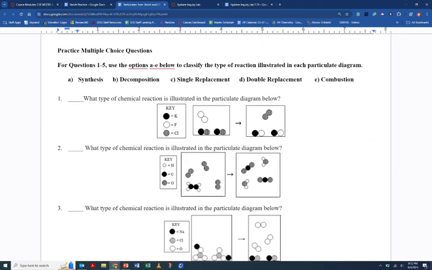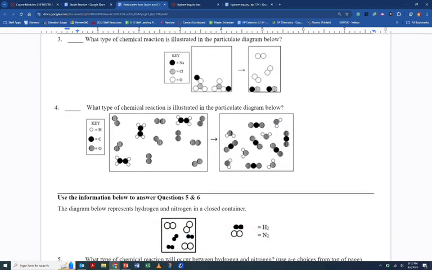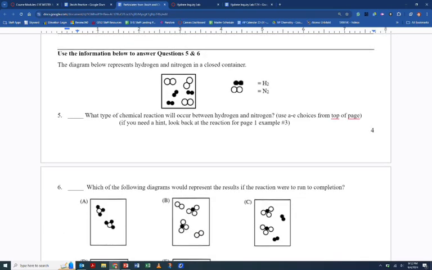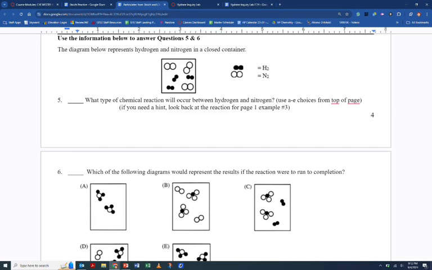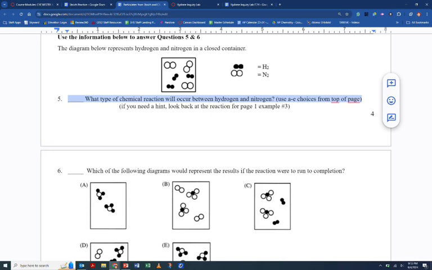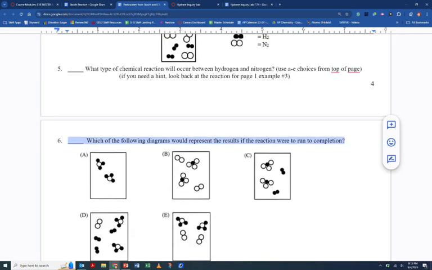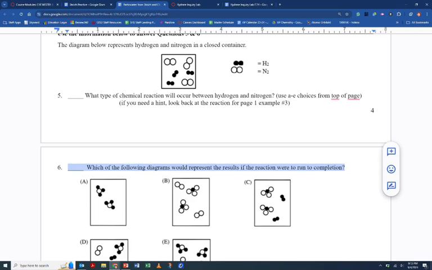Then, kind of like with the last activity, we move into a multiple choice type format where you're going to be using the same A, B, C, D, E answer choices for 5 different types of reactions to label each of these types of reactions that you see in these particle models here, as well as in 5, this is another type of reaction, so we're still using A, B, C, D, E. And then 6, we're going to look at if number 5 ran to completion and had that reaction happen.